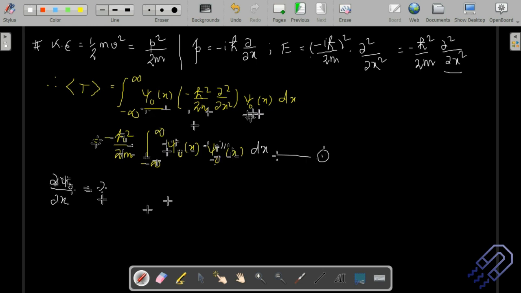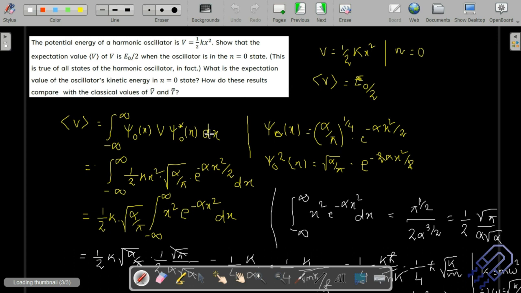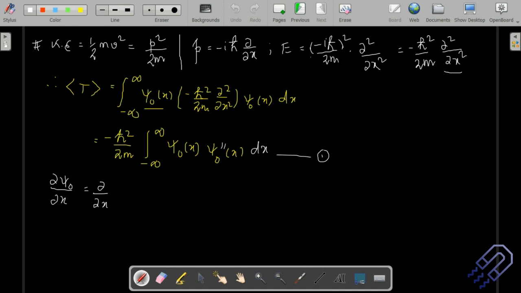Psi naught, psi x dx is psi x of psi naught. So what's our psi naught again? We are going to take that result. Okay. So this psi naught will remain as this. Okay. So we have it here, right? Alpha by pi to the power 1 by 4 e to the power minus alpha x square divided by 2. So it would be alpha by pi to the power 1 by 4 e to the power minus alpha x square divided by 2. Okay, so that's our result. So we are going to differentiate this.